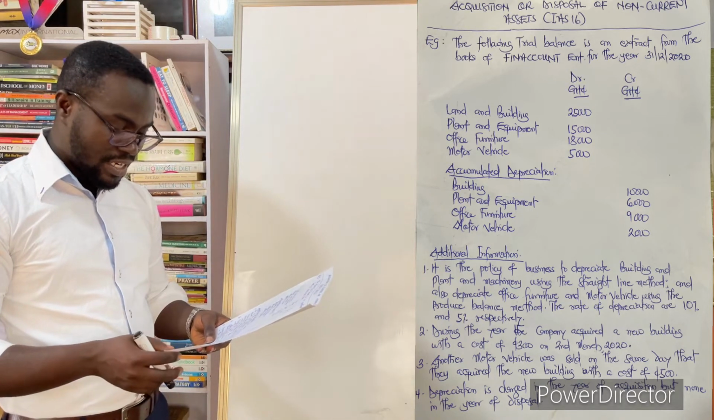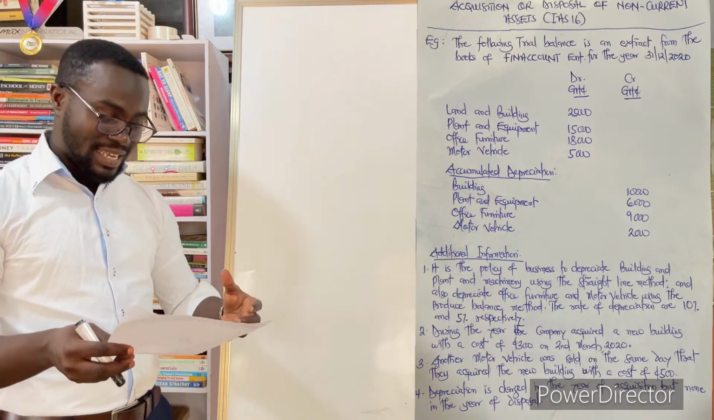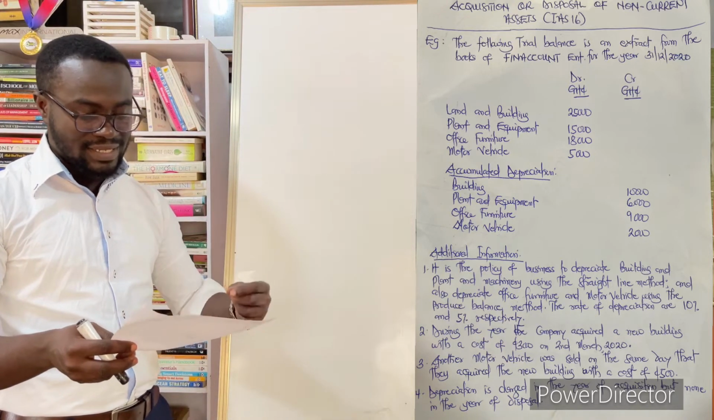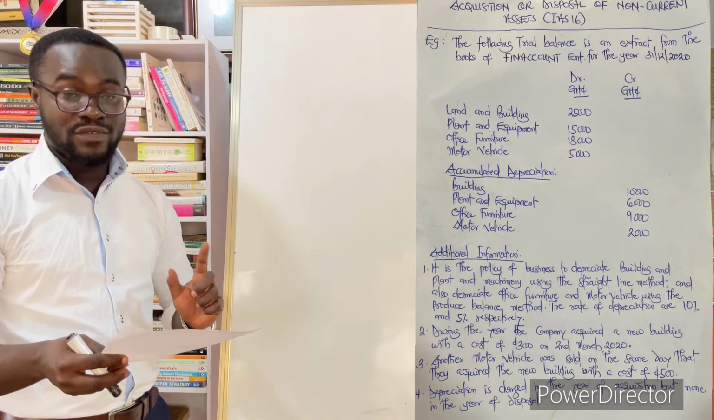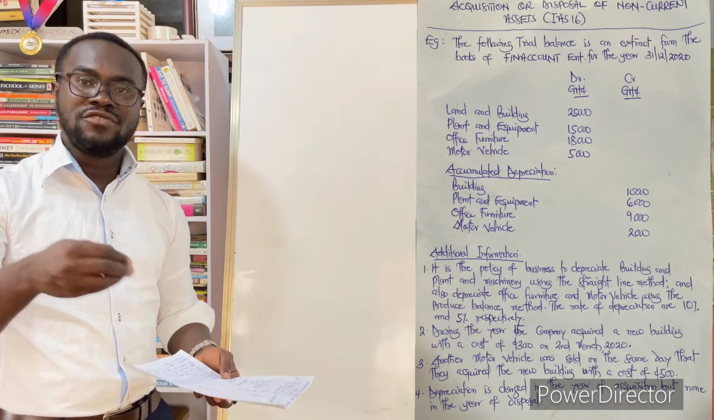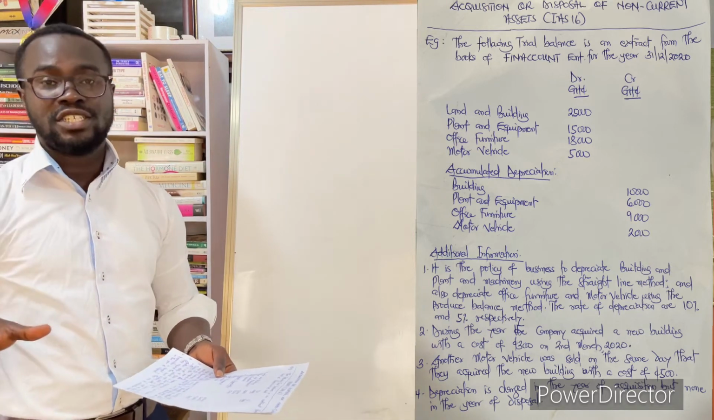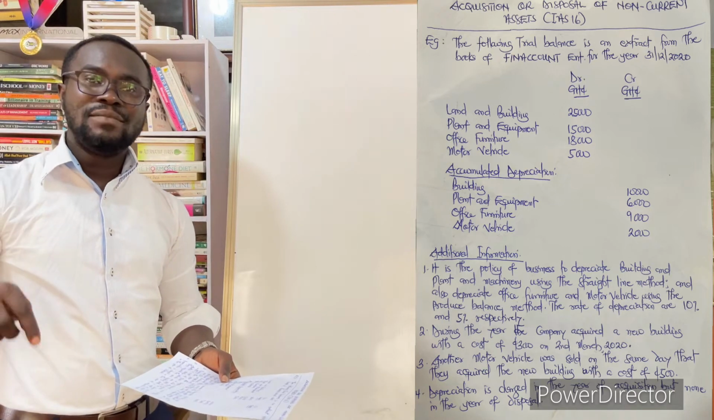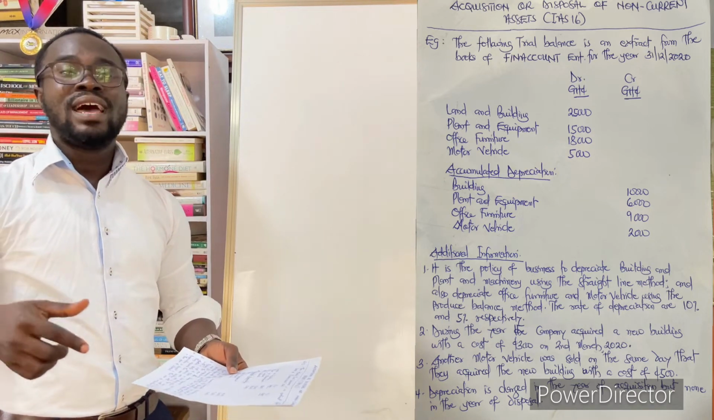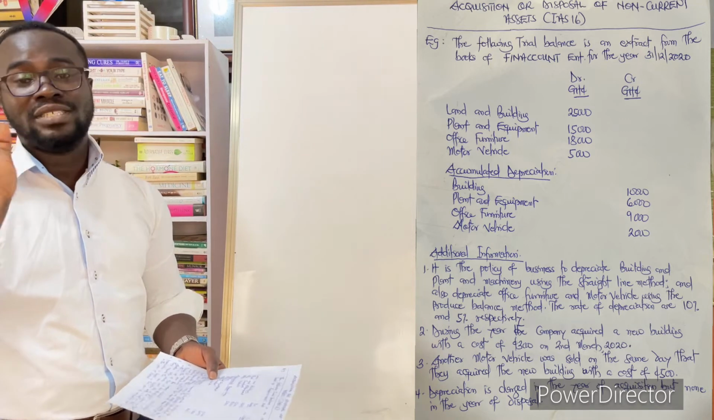Depreciation is charged in the year of acquisition, but none in the year of disposal. What it means is that, coming to the additional information, when you buy an asset, whether in January, February or March, you must assume and charge a full year's depreciation for it. But if in the same year you are selling an asset, even if it was sold on the last day of the year, you don't charge depreciation for that asset.